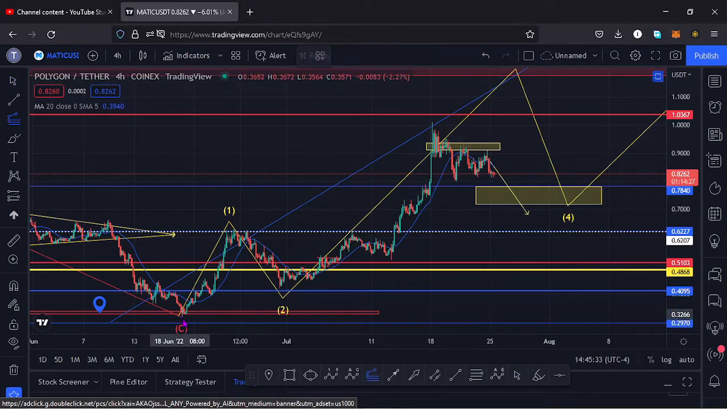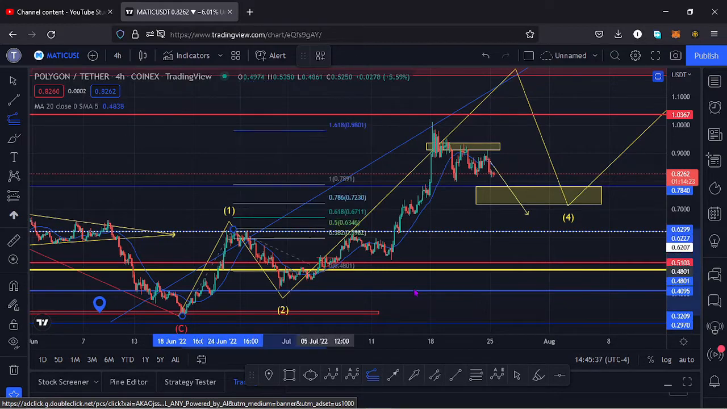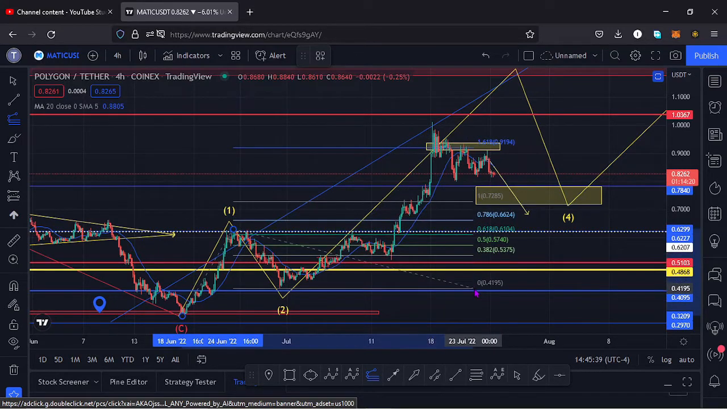So if I apply the trend-based Fibonacci's, connecting that low down there to the wave 1 high, dragging the fibs to the low of that wave 2, that gives us a target area at around the $0.91 mark, which is at the fib level 1.618.